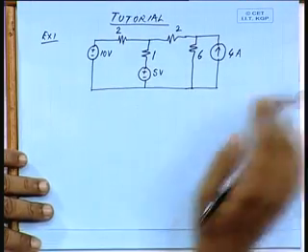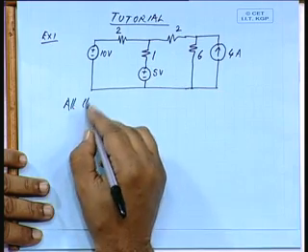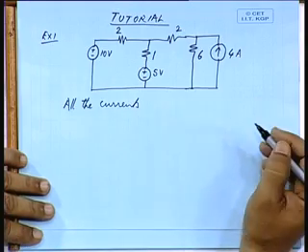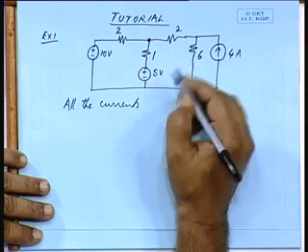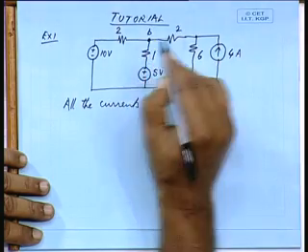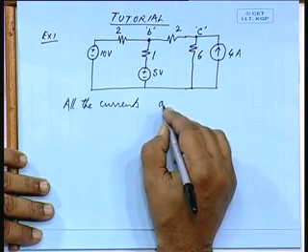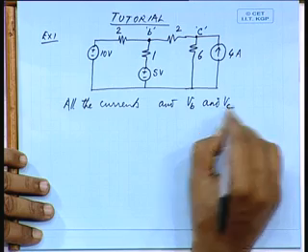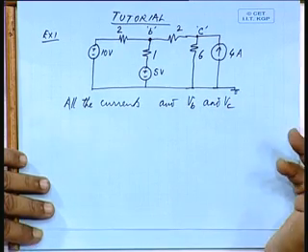You are asked to calculate all the currents in all the branches and the potential at nodes, say this node I call it B and C. All the currents and node potentials V B and V C with respect to a reference, say this one. There has to be a reference whenever we specify the voltage of any particular node.